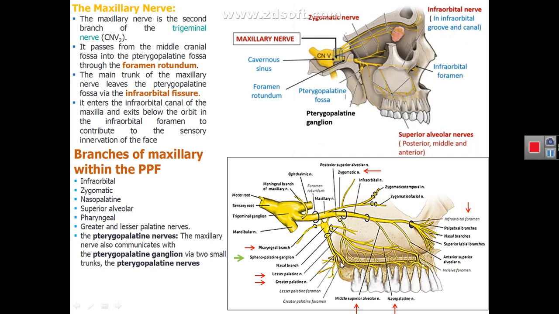Here in the hard palate we have lesser palatine foramen and the greater palatine foramen, which have been discussed with the skull, and the lesser palatine nerve and the greater palatine nerve pass through these foramen. So branches of the maxillary nerve are pharyngeal branches to the pharynx, lesser and greater palatine nerves, superior alveolar nerves supplying the upper teeth, nasopalatine nerve that passes through the nasopalatine foramen, which is in the vertical plate of palatine bone, and infraorbital nerve that supplies the skin of the face below the orbit, and zygomatic nerve that supplies the skin of the face over the zygomatic bone.